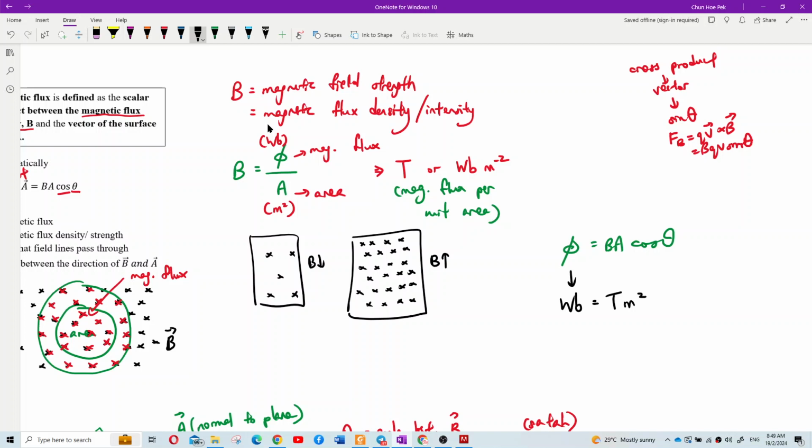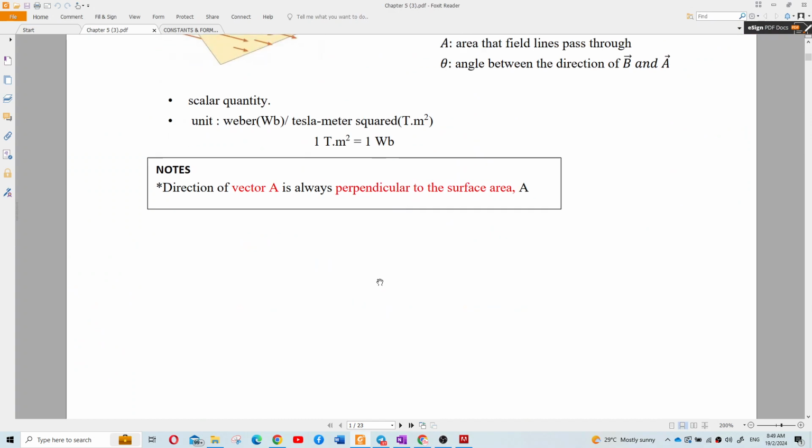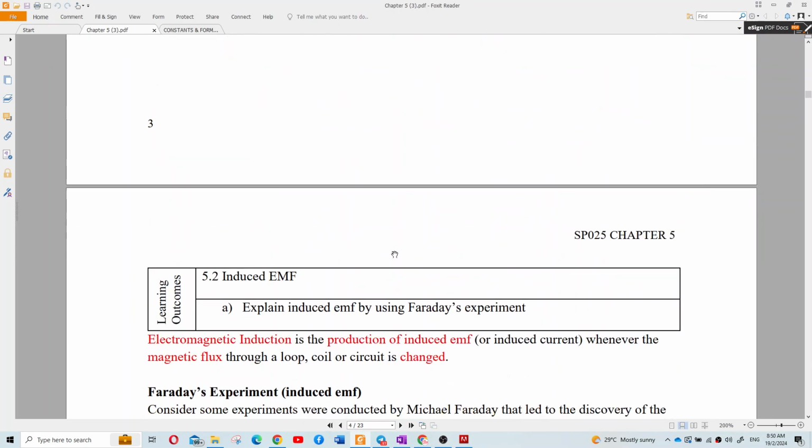Whereas magnetic field itself, if magnetic field is Tesla, the unit is Tesla, or you can write it as Weber per meter square. I hope that you understand this one. Magnetic flux unit is Weber, or Tesla meter square. Magnetic field strength is Tesla, or we can write as Weber per meter square. So two kinds of unit. Okay, so that's all for the first part, 5.1.